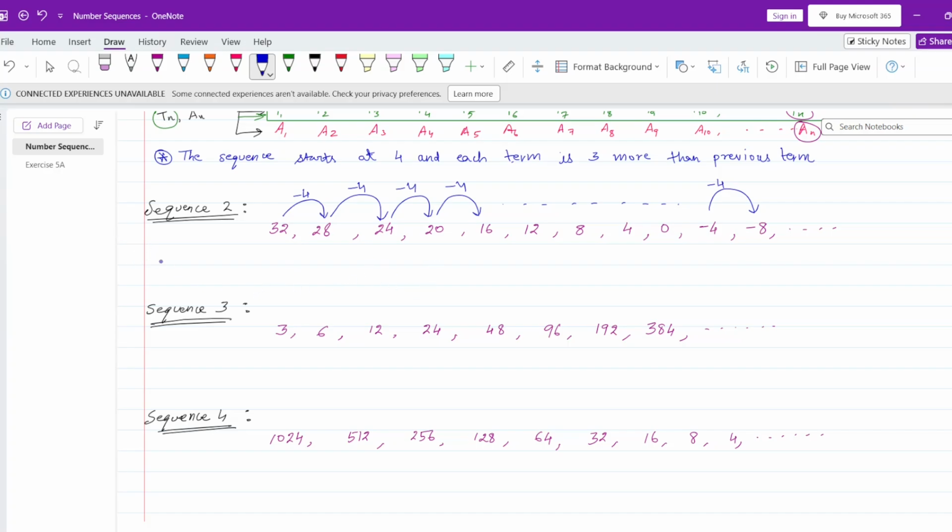Therefore, we can say the sequence starts at 32 and each term is 4 less than its previous term.